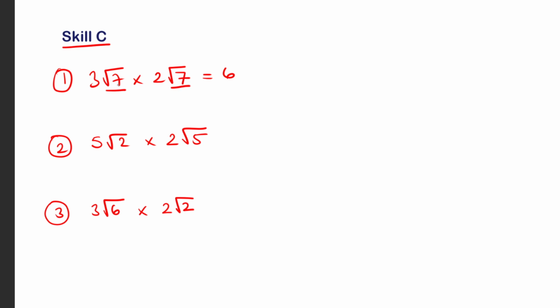Okay, you can use the rules to say that square root of 7 times square root of 7 is the square root of 7 times 7, which is 49. But square root of 49 is 7 anyway, so it still works, but it's easier to realize it's just going to be 6 times, so 3 times 2 is 6, and root 7 times root 7 is 7. So the answer to this question is 42.